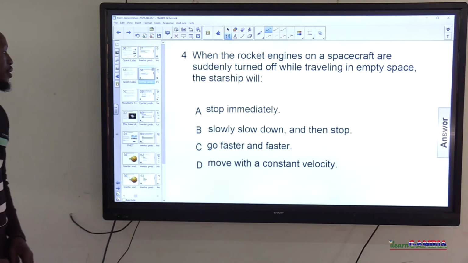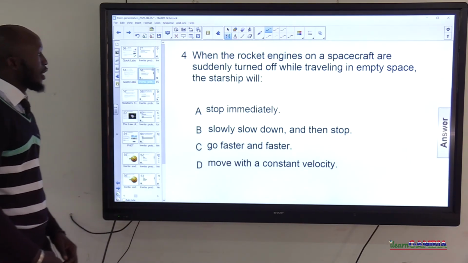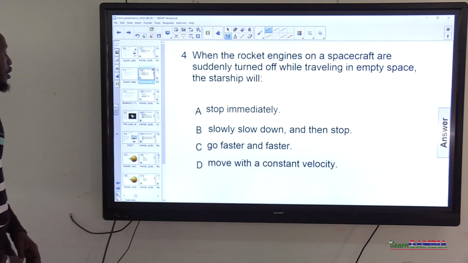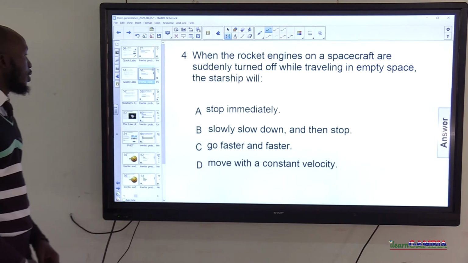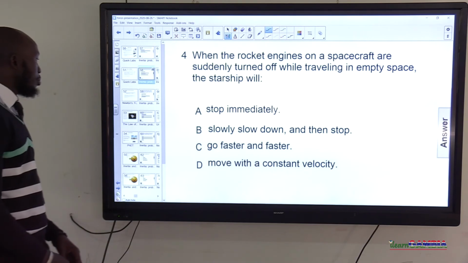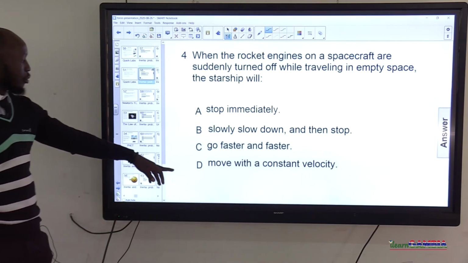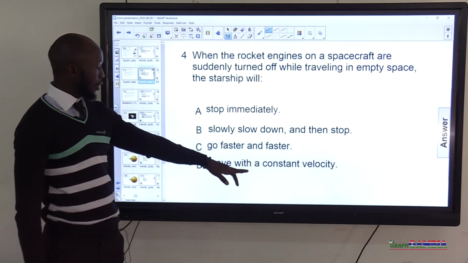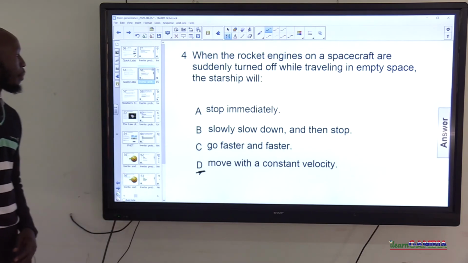When the rocket engines on a spacecraft are suddenly turned off while traveling in empty space, the starship will: A, stop immediately; B, slow down and then stop; C, go faster and faster; or D, move with a constant velocity. The answer is that it will go with a constant velocity, and D would have been the right answer.